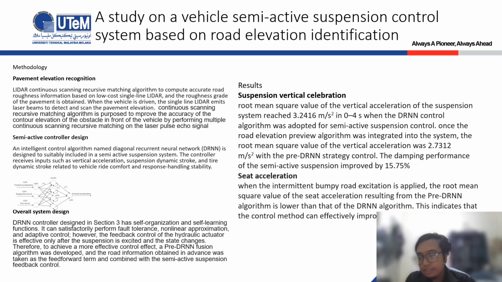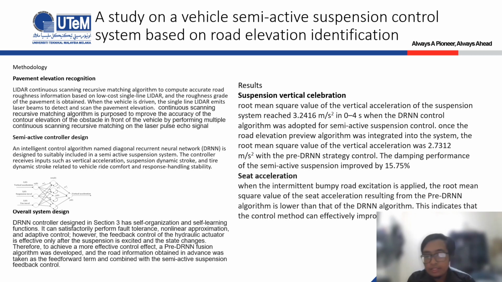So for the result, from this study, they had two results, that is suspension vertical acceleration and also the seat acceleration. So the root mean square value of the vertical acceleration of the suspension system reached 3.2416 meter per second in 0.4 second when the RNN control algorithm was adopted for the semi-active suspension control. Once the road elevation preview algorithm was integrated into the system, the root mean square value of the vertical acceleration was 2.7312 meter per second. With the pre-directed strategy control, the damping performance of the semi-active suspension is improved by 15.75%.